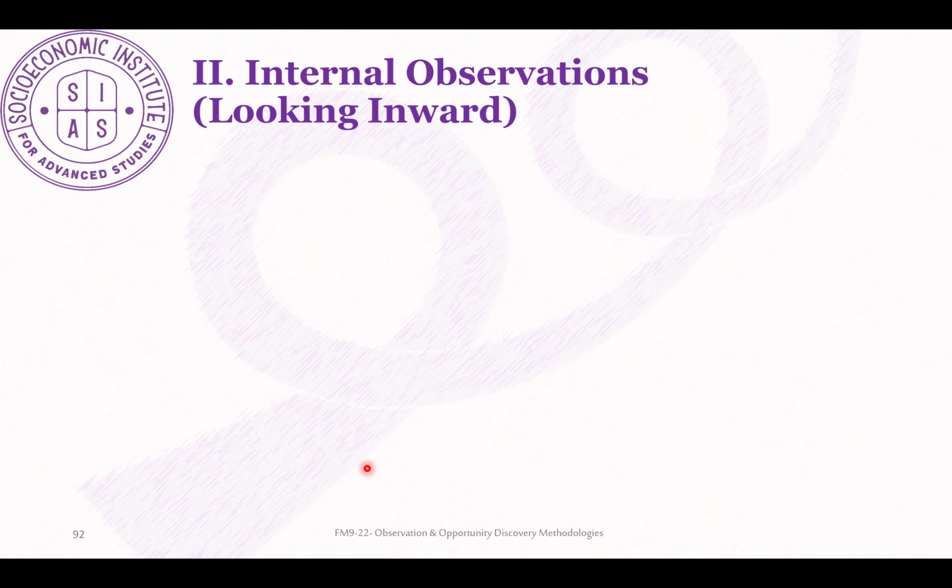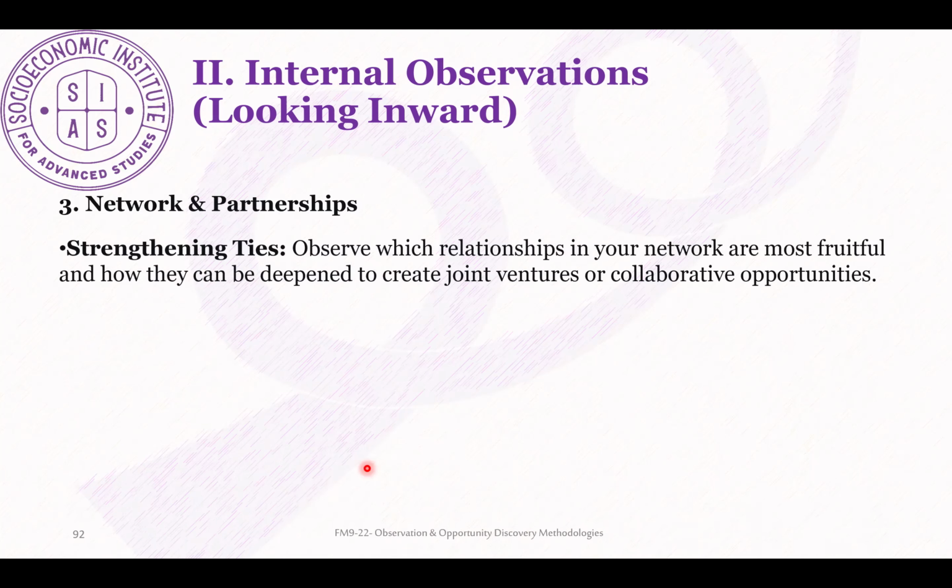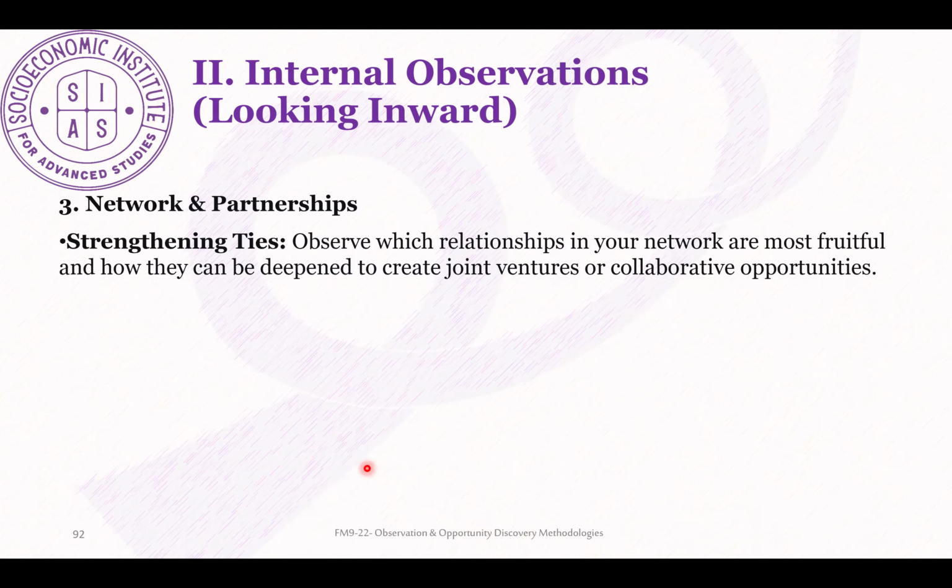Now, the other thing for internal observation can come from the network and partnerships. Strengthening ties is part of what we should observe: what is the strength of the community network, which are the most fruitful parts of the network that can be capitalized on, and how they can be deepened to create joint ventures or collaborative opportunities.